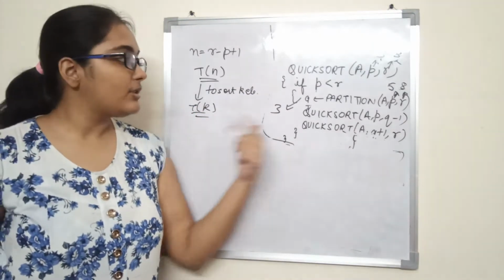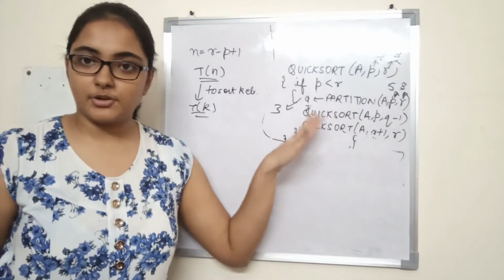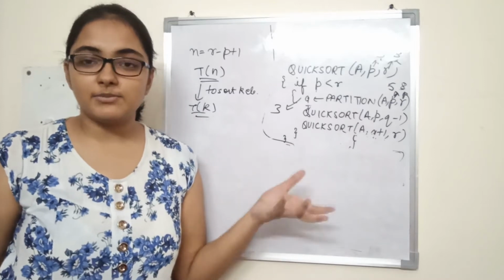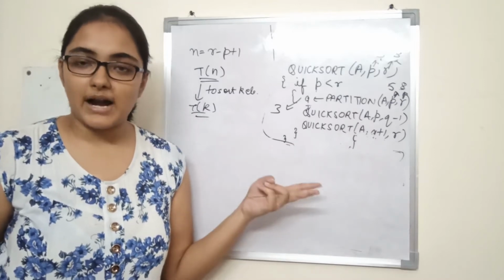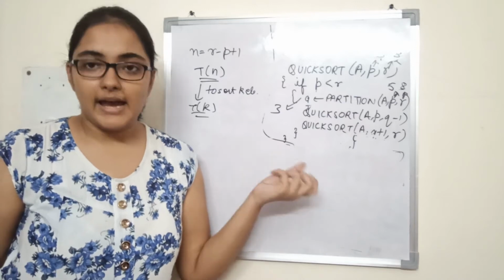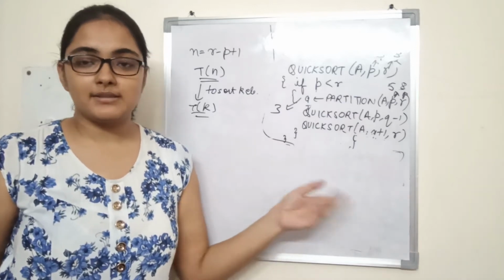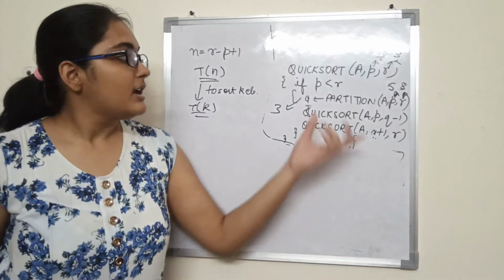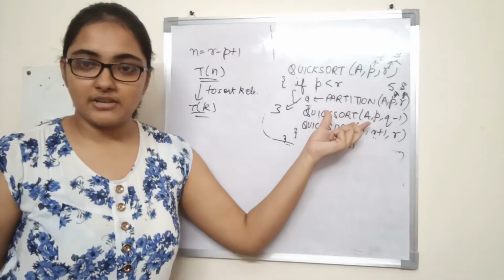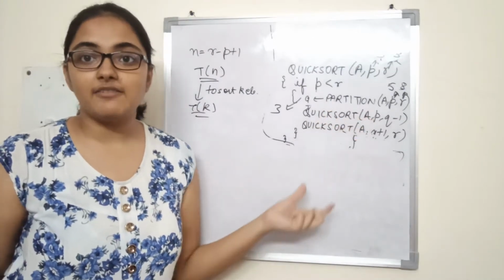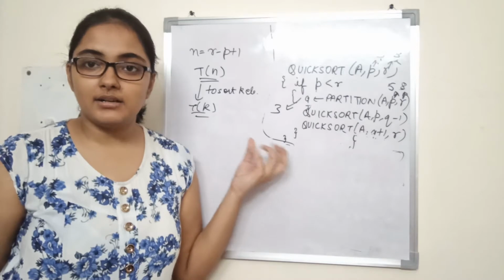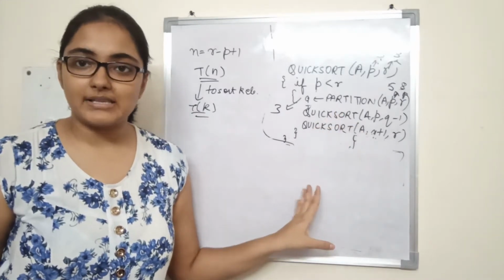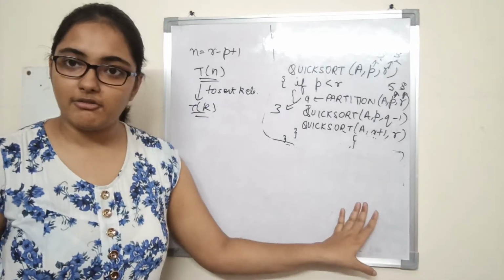The time complexity of quicksort cannot be analyzed as straightforwardly as merge sort. Why? Because merge sort divided the array into two parts, each of size n by 2, so we had 2T of n by 2 plus theta of n, the time taken by the merge procedure. But in quicksort, the time complexity depends on the partition function, that is, on the sizes in which the partition function divides the array. So it cannot be that straightforward, right?